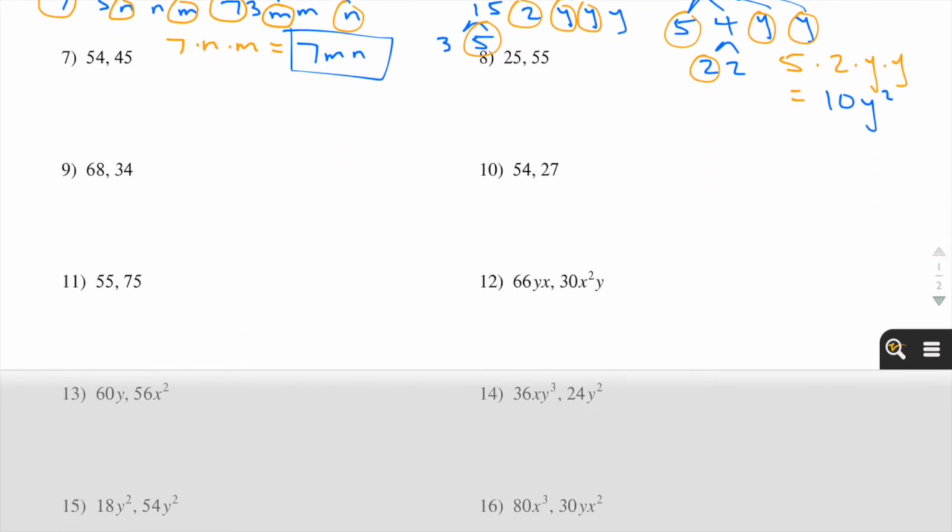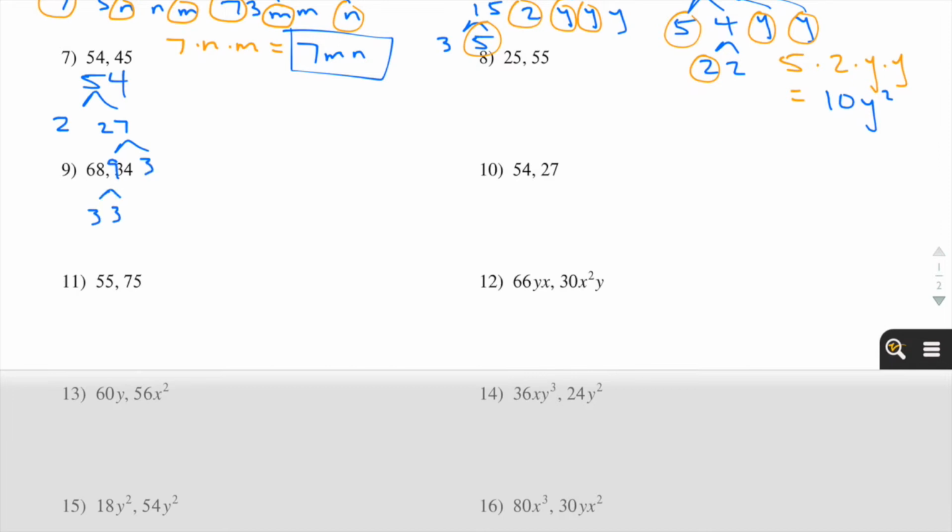Okay, number 7. 54 and 45. So let's do 54. We break that down. We end up getting 2 times 27. 27 breaks down to 9 and 3. 9 breaks down to 3 and 3.